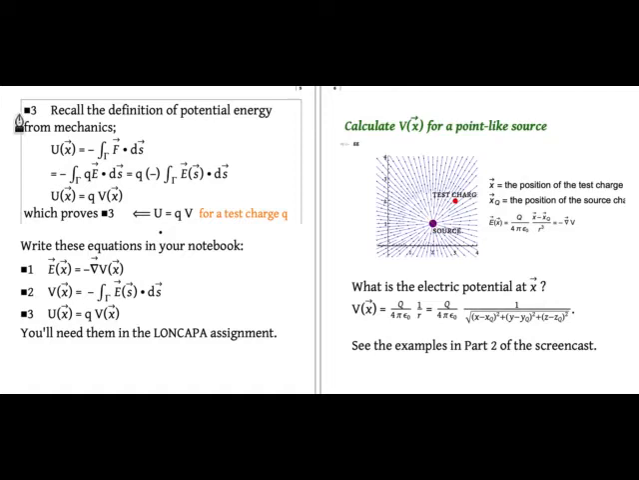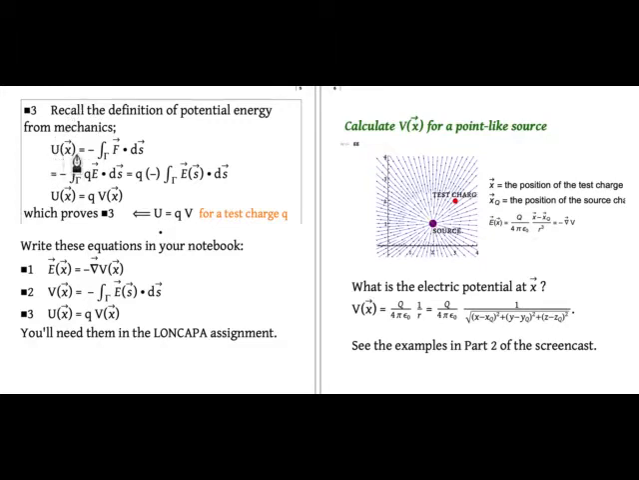Now we have one more relation to prove. Remember, the potential energy of a test charge is equal to the test charge times the electric potential. So let's prove that. Recall the definition of potential energy from mechanics.